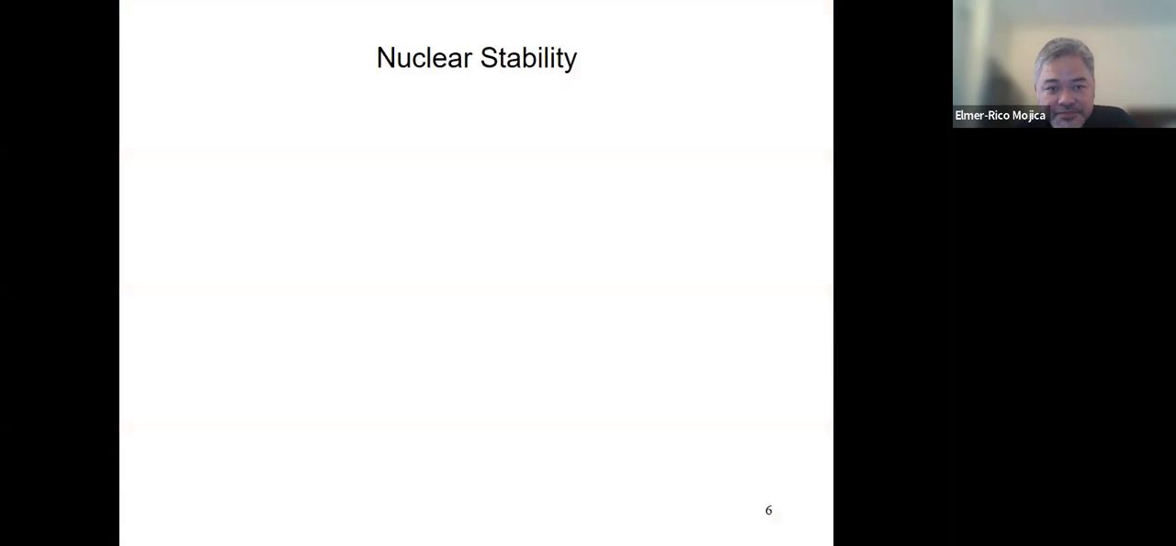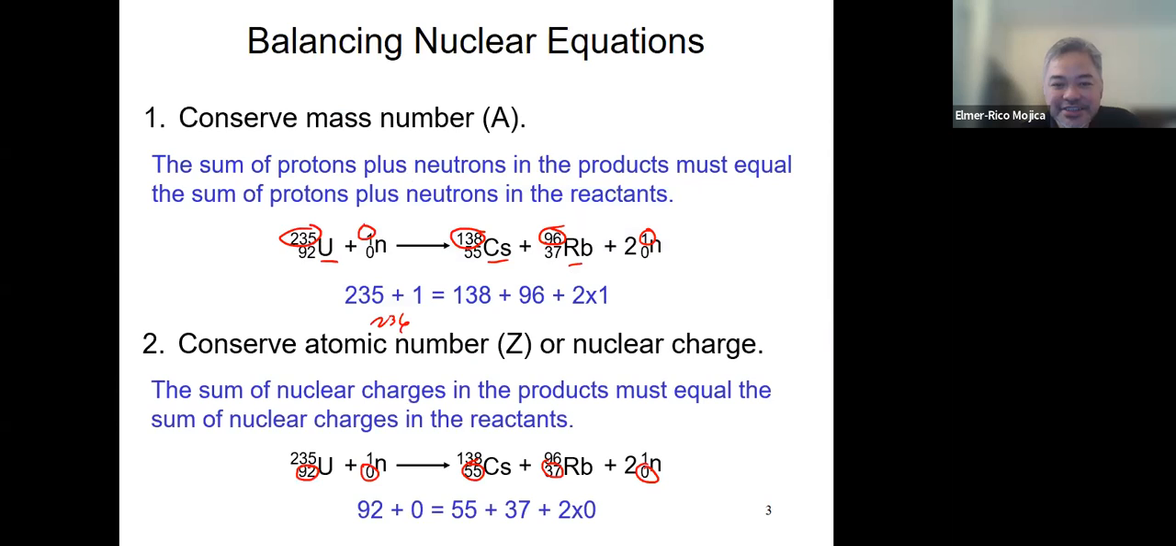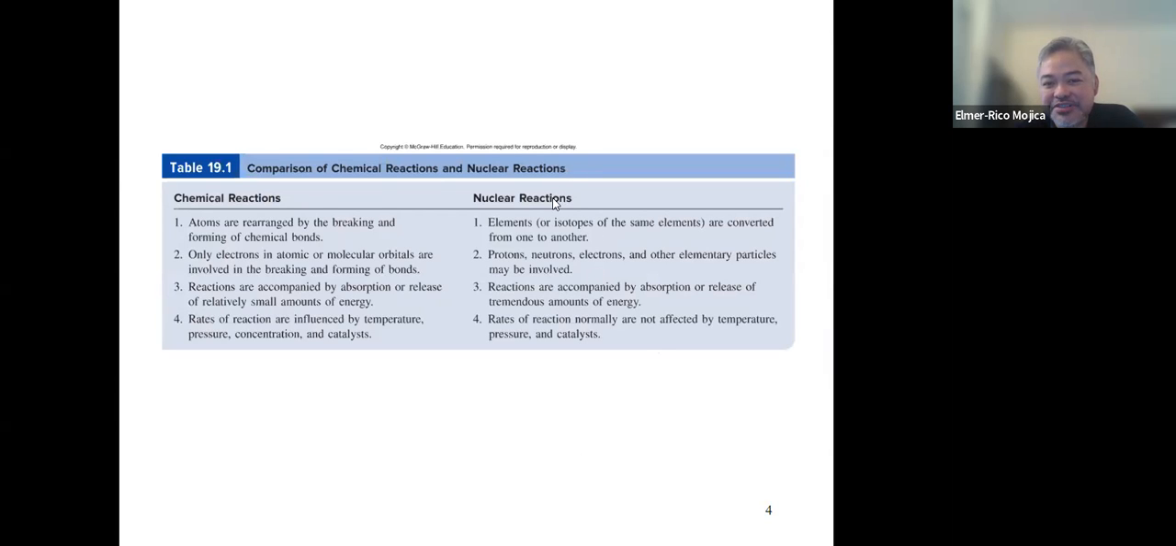Okay. Now, if we're going to look at the difference between the chemical reaction and the nuclear reaction, you could see that there's a lot of difference. The one that you learn in terms of chemical reaction, the atoms are what? Rearranged depending on bond breaking and bond formation. But in the nuclear reactions, there's the element that is converted from one to another, from one form to another. Okay. So as you could see here, the element that you have here, you don't see it here. So there is a change in the identity of the element in nuclear reaction.